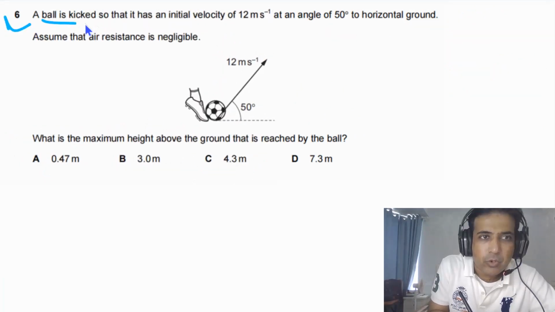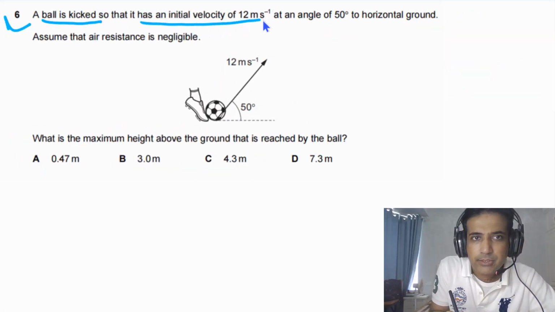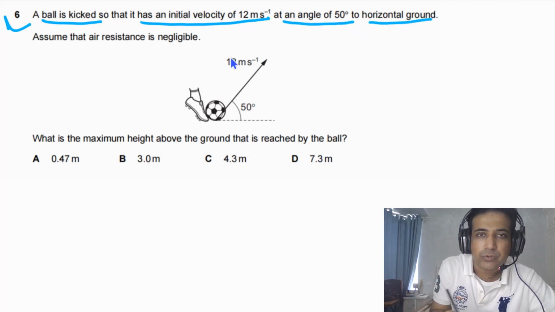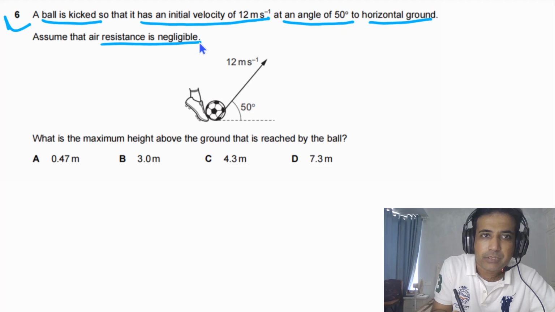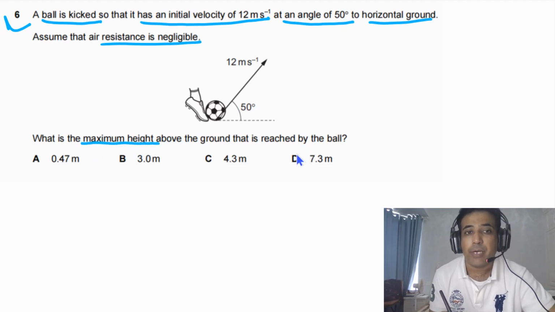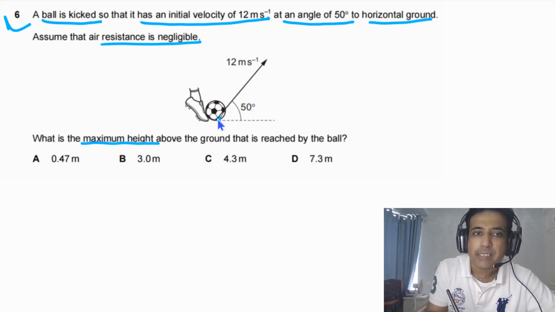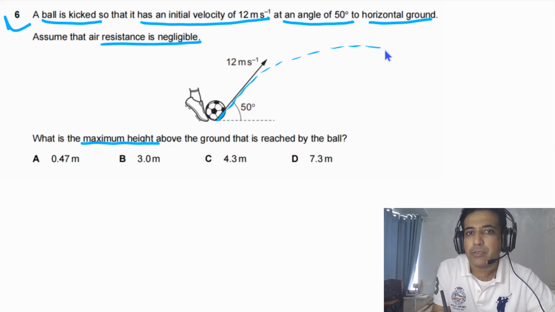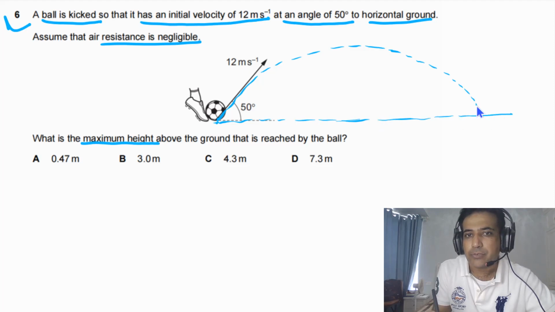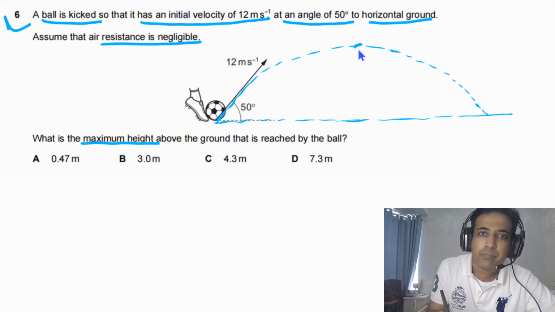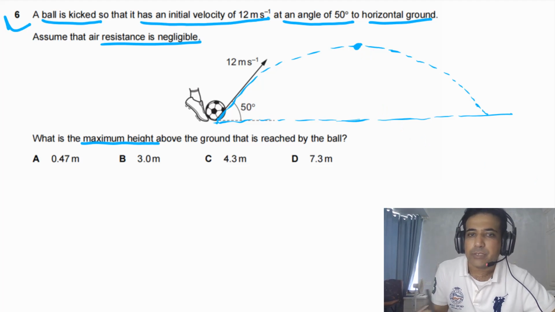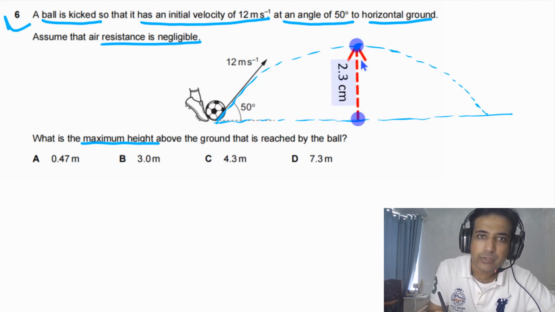Question 6 says a ball is kicked so that it has an initial velocity of 12 meters per second at an angle of 50 degrees to the horizontal ground. Assume that air resistance is negligible. We need to find out what is the maximum height above the ground that is reached by the ball. So this is a parabolic path, meaning this ball will follow this trajectory. So this is the maximum height. For this question we need to find out the value of this maximum height.